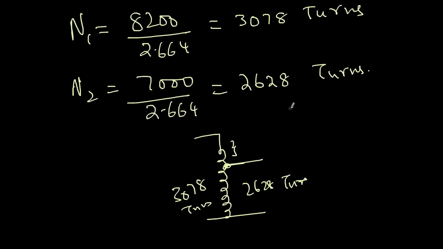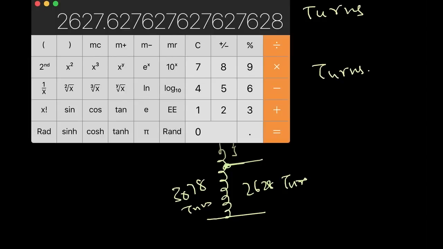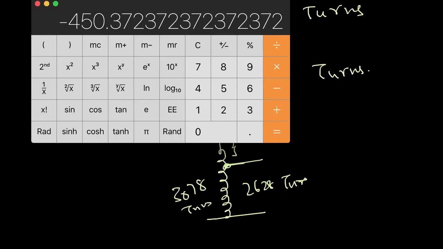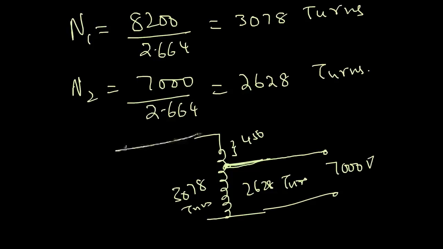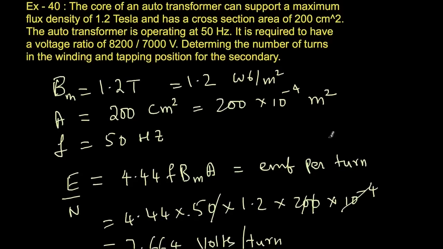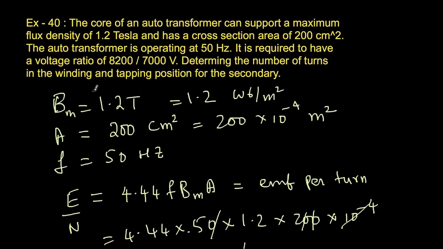So how many turns are remaining here? I just have to take the difference of these two, 2628 minus 3078. So about 450 turns. If I leave out about 450 turns, and take a tapping at the remaining 2628 turns, here I can expect to get 7000 volts if I give 8200 volts at the input. So this is the solution for this problem.